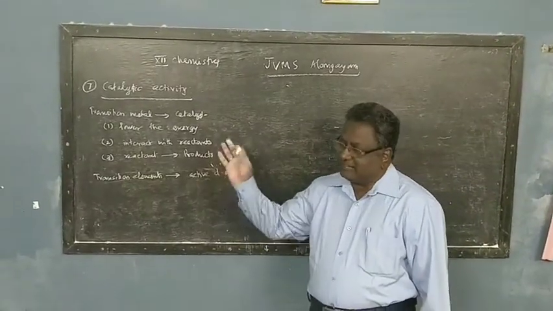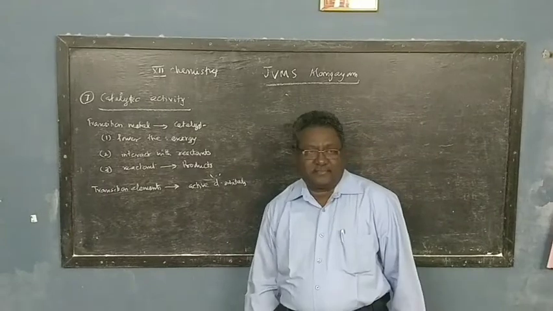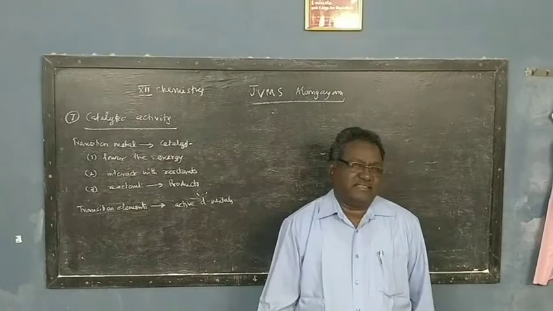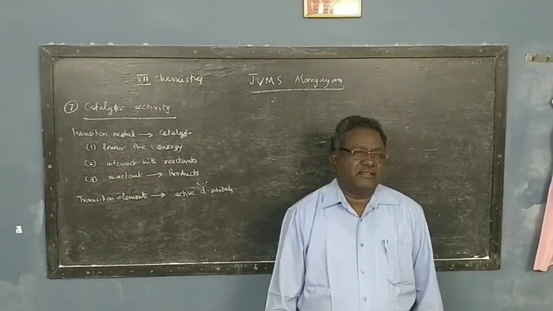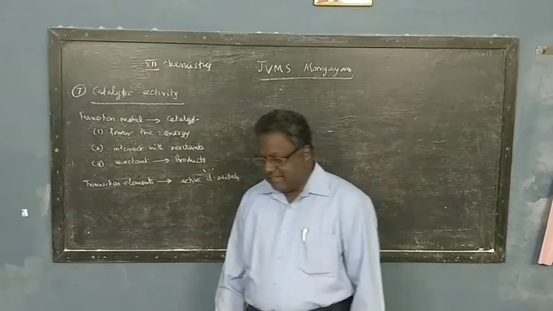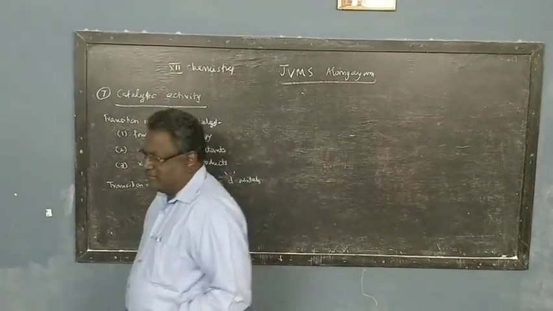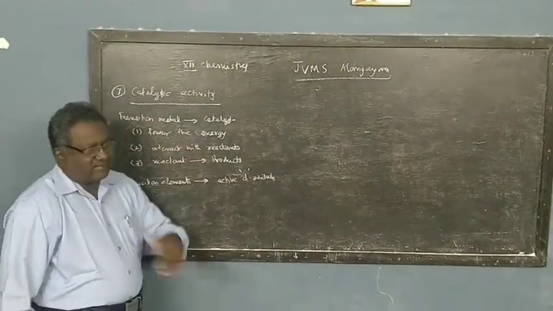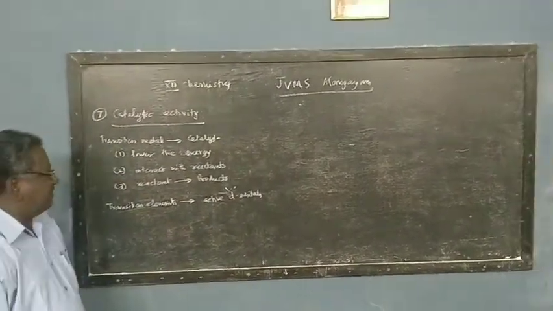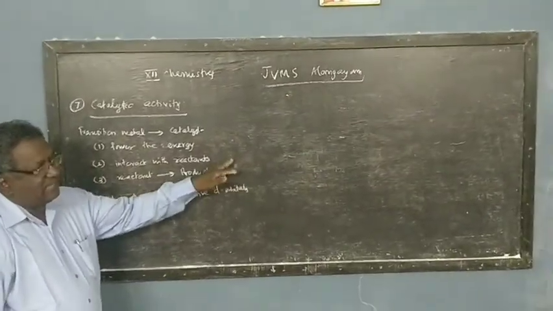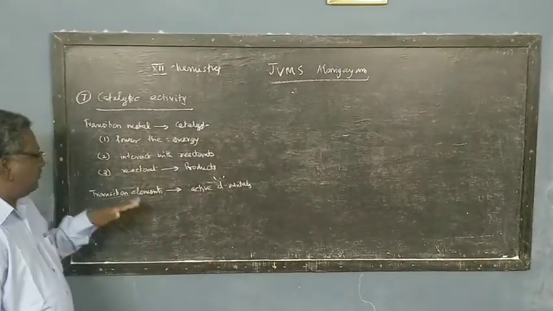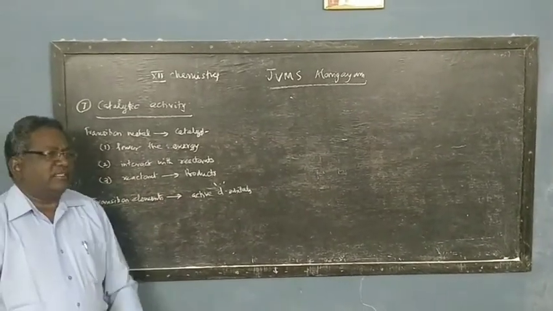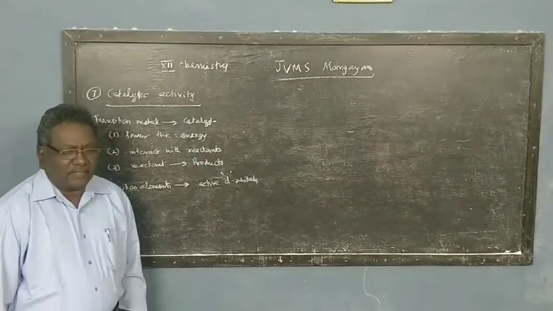So the next property of the transition metals is catalytic activity. Catalysts are very important in chemistry, which make our work easy because they help us complete chemical reactions very easily, and they mainly do three things. First, they lower the energy and make us complete the reaction with less energy. Then they interact with the reactants and help us convert the reactants into products. These are the three major advantages of using a catalyst in any type of chemical reaction.